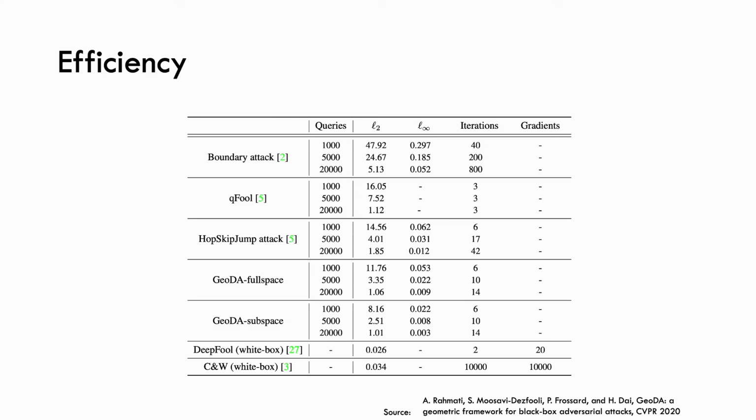Here the efficiency of the proposed algorithm is shown. For both L2 and L infinity median distances, GeoDA is far superior to boundary attacks. GeoDA also achieves a bump in performance over QFool and hop-skip-jump attacks. However, QFool converges more efficiently, yet at a higher perturbation cost. Additionally, GeoDA manages to achieve superior perturbation distances while converging quicker than two of the other black box attacks, as well as the Carlini-Wagner white box attack. Finally, it should be noted that the L infinity distance of GeoDA is comparable to the L2 distance achieved by DeepFool and Carlini-Wagner, two state-of-the-art white box attacks.